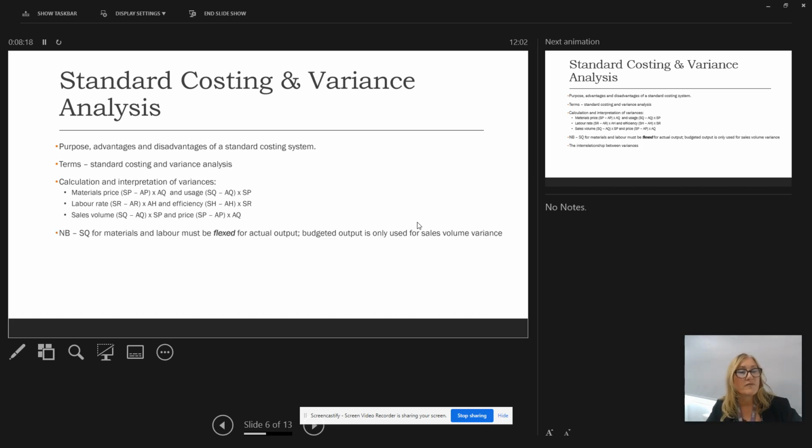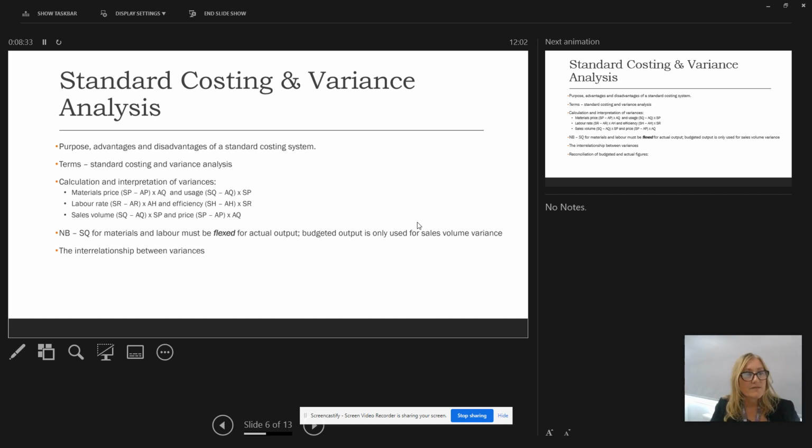So just a reminder there, standard quantity for materials and labour must be flexed. So standard hours for labour, standard quantity for materials. Your budgeted output is only used for the sales volume variance. You need to understand the interrelationship between variances.